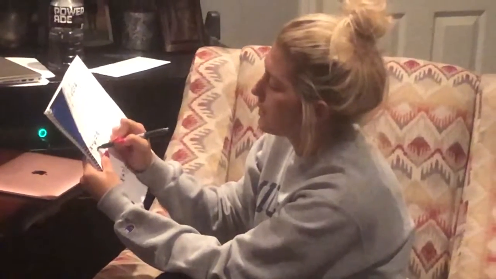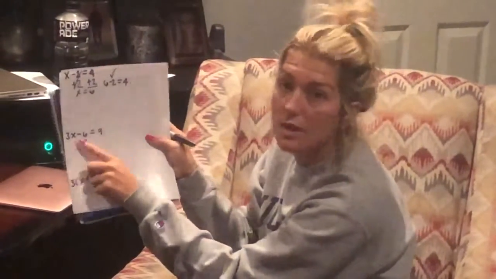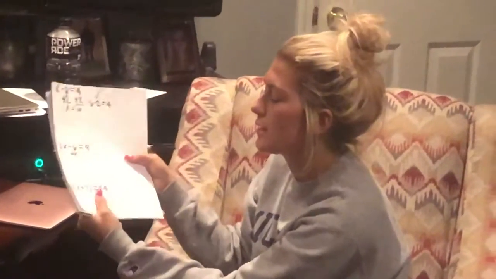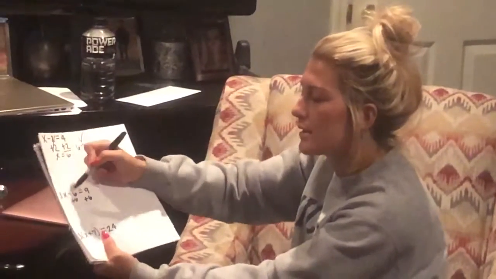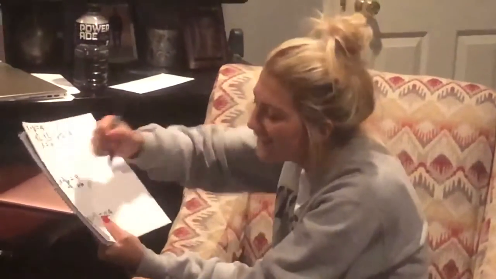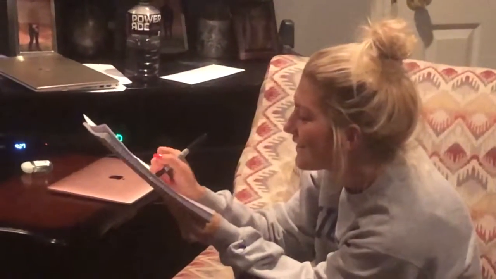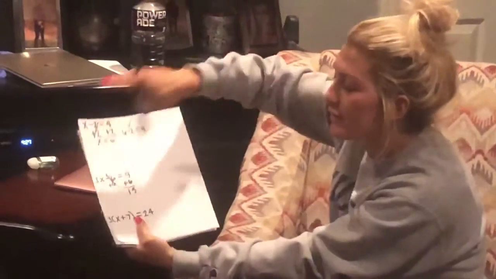and that's how you know that's right. The next problem is 3x minus 6 equals 9. So again, the first thing I'm going to do is add 6. And whatever I do to one side of the equal sign, I must do to the other. So I'm going to add 6 to the 9. And negative 6 plus 6 is nothing, so that's going to cancel out. 9 plus 6 is 15. And then you have 3x equals 15.